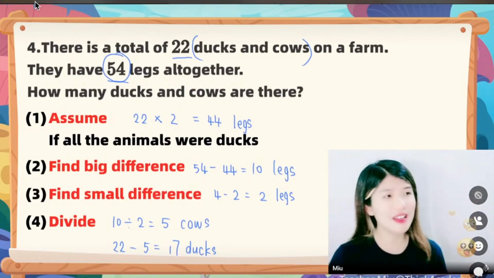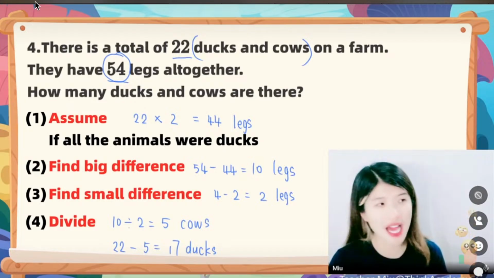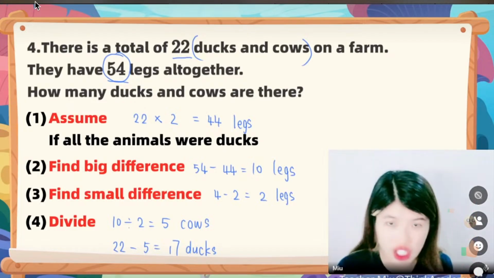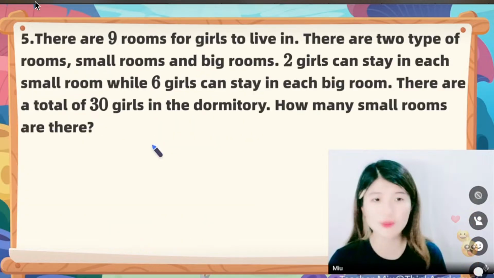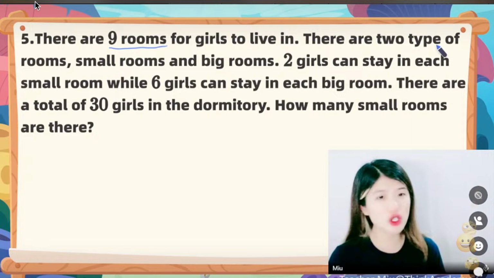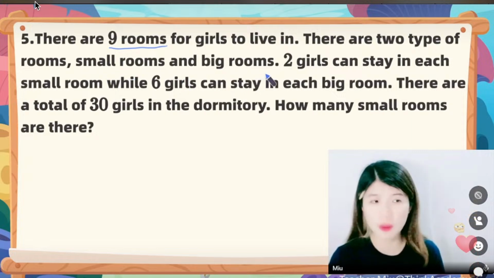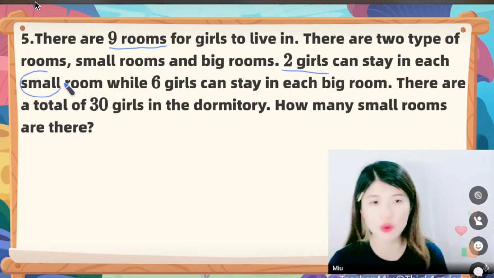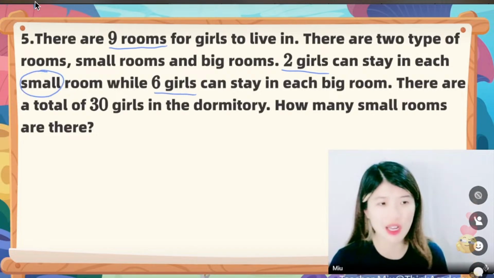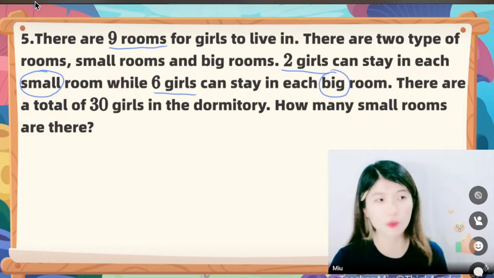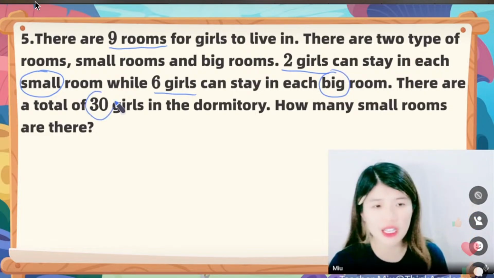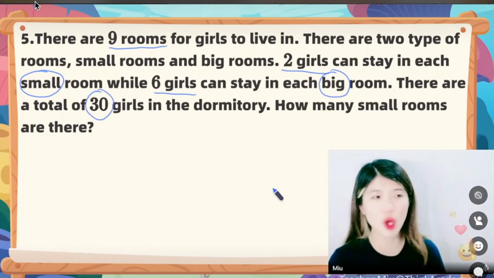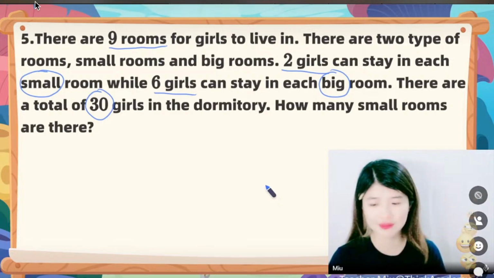But then again, in GEP, more types of questions are actually the chicken rabbit problem. Just like this one. There are 9 rooms for girls to live in, and there are 2 types of rooms, small rooms or big rooms. 2 girls can stay in each small room, while 6 girls can stay in each big room. Altogether, there are 30 girls in the dormitory. So how many small rooms are there?